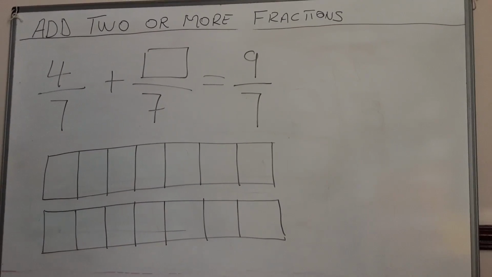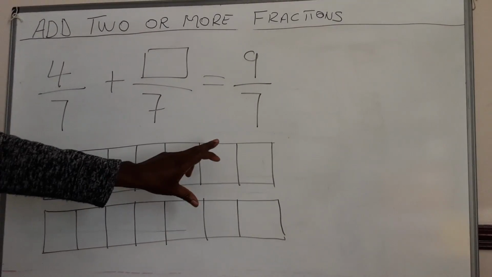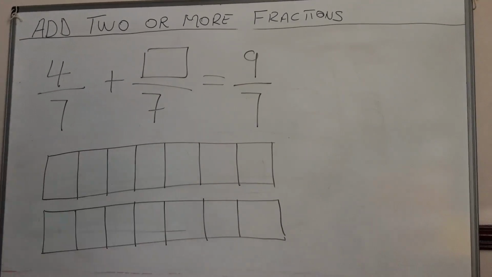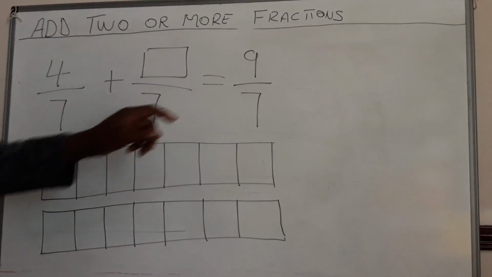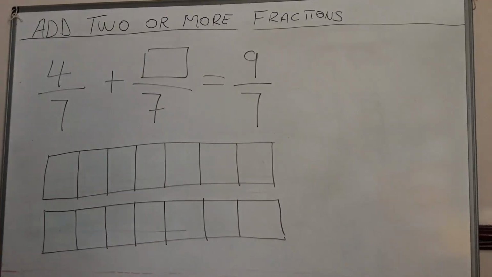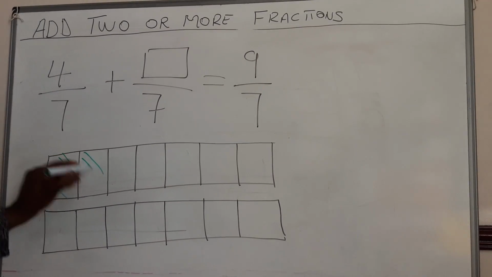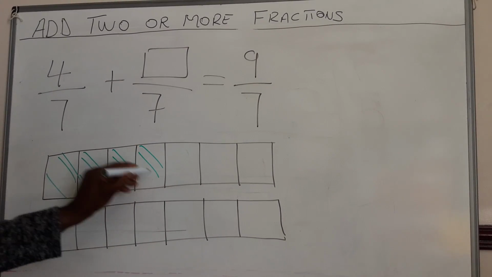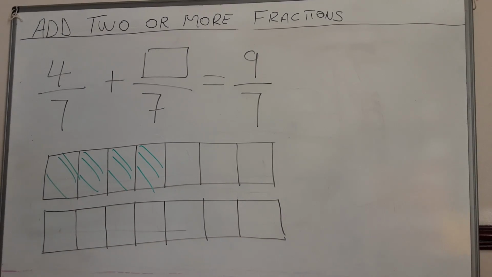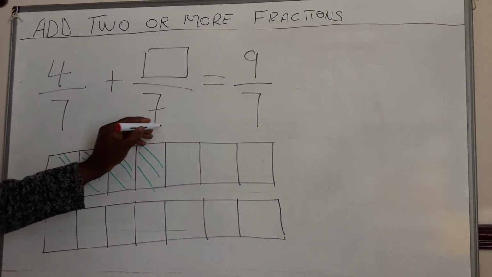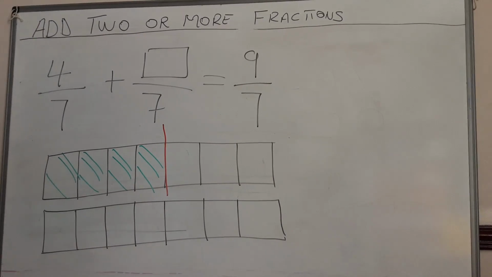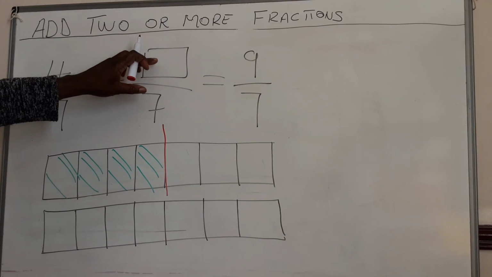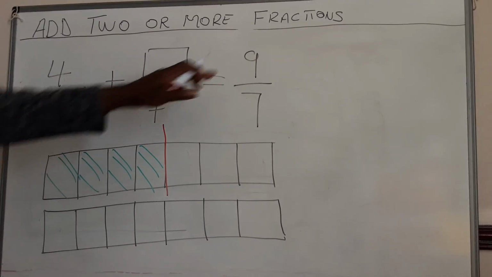Let's go through it together. We split the bar into 7 equal parts, and because the denominator is the same, we don't need to change the denominator. The first fraction is asking us to shade 4 parts. So let's shade 4 parts, 1, 2, 3, 4, and let's put our line. Alright, so there's a missing number here. That's what we need to find.